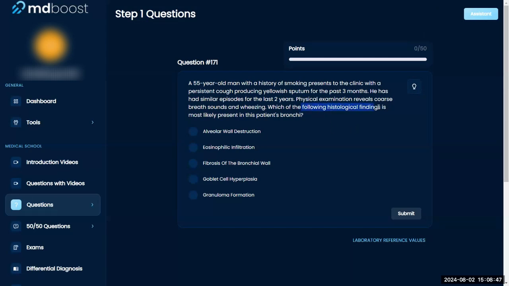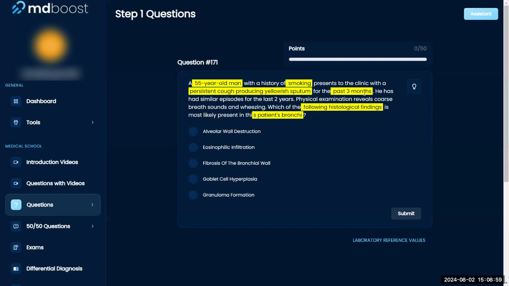Which of the following histological findings is most likely present in this patient's bronchi? Okay, 55-year-old man with a history of smoking presents to clinic with a persistent cough producing yellowish sputum for the past 3 months. He has had similar episodes for the past 2 years. Physical examination reveals coarse breath sounds and wheezing. Persistent cough, yellow sputum, smoking, I'm thinking COPD.